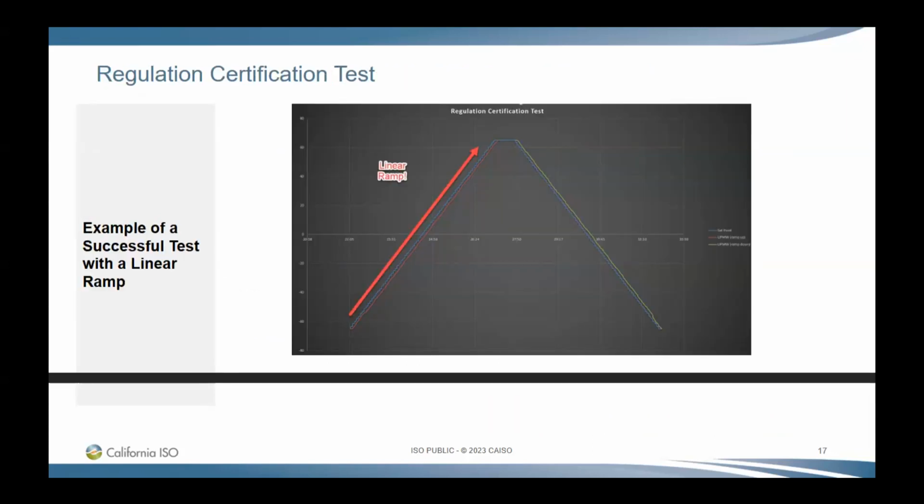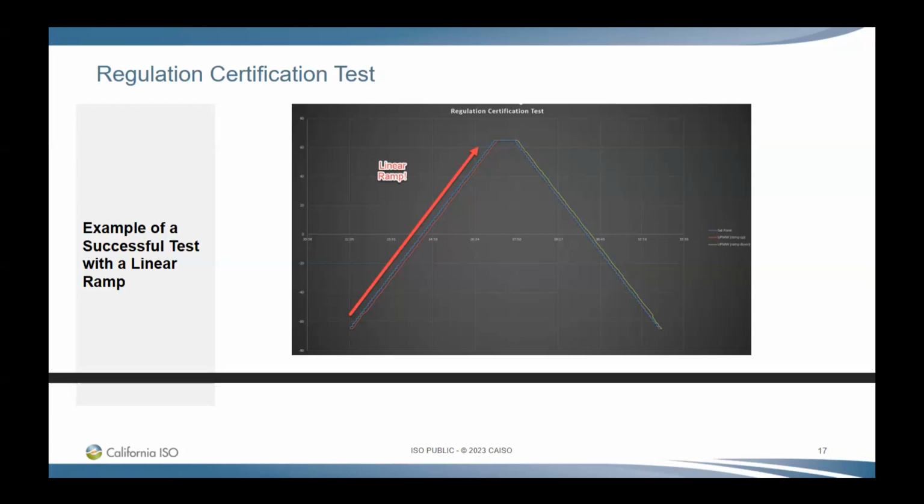So here you see an example of a successful test that has that linear ramp. In this case, all these rules, the expectations that we were talking about before, have been followed. In this test, it was identified that the resource was available for AGC. Tests were conducted per the administrator's instruction. The set point incremented linearly from start point to target, and they did it at that agreed upon ramp rate.